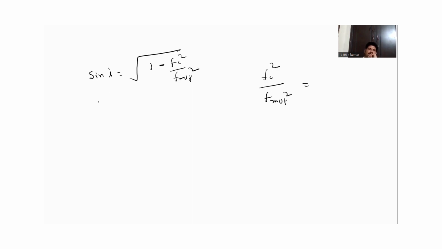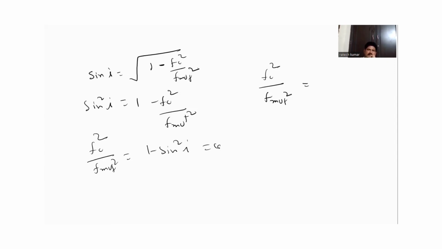If you bring the squaring on both sides, it will become sin square i is equal to 1 minus fc square by f0 whole square. So if you bring this, fc square by f0 whole square is equal to 1 minus sin square i, which is equal to cos square i, since we know that sin square theta plus cos square theta is equal to 1. Therefore, fc square by f0 square is equal to cos square i.